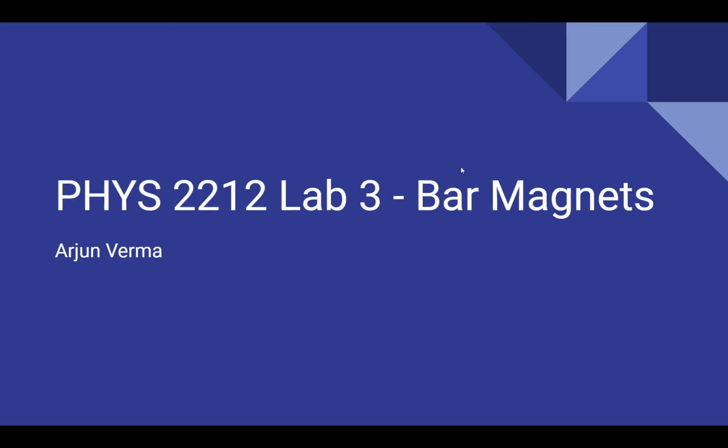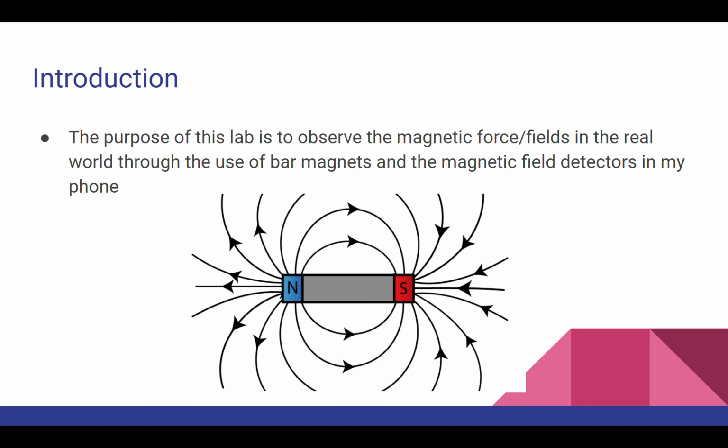My name is Arjun Verma, and this is going to be my Physics 2 third lab on bar magnets. The purpose of this lab is to observe the magnetic force and fields in the real world through the use of bar magnets, such as the one below, and the magnetic field detectors in my phone. You can see the bar magnet almost looks like a little bit of a dipole. It just has a magnetic field swirling around it from north to south.